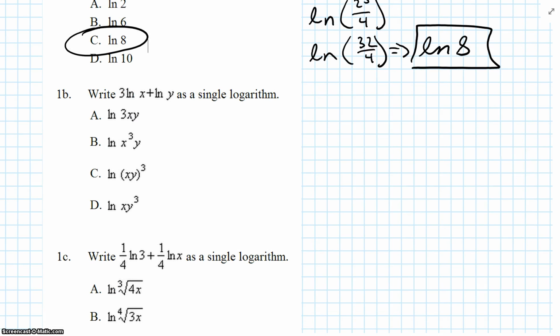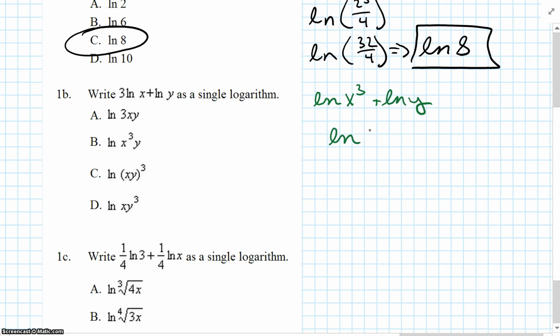Okay, next example. Write 3 natural log of x plus the natural log of y as a single logarithm. So the first one is, again, the power property. We could rewrite as the natural log of x cubed plus the natural log of y. So now we can just combine them. So it's going to be the natural log of x cubed y. So the answer would be B.